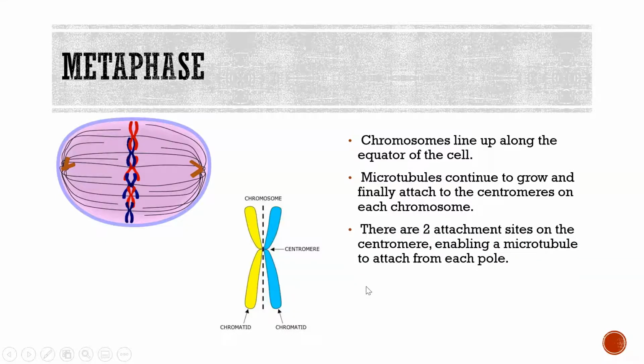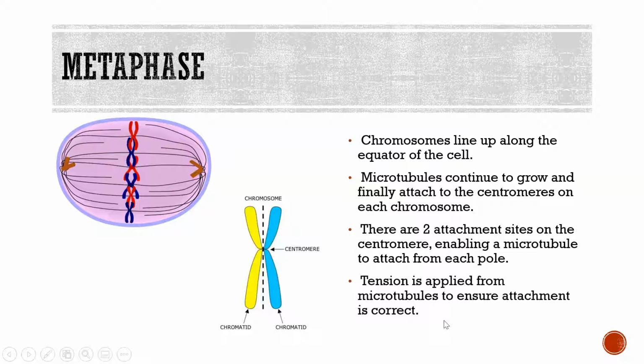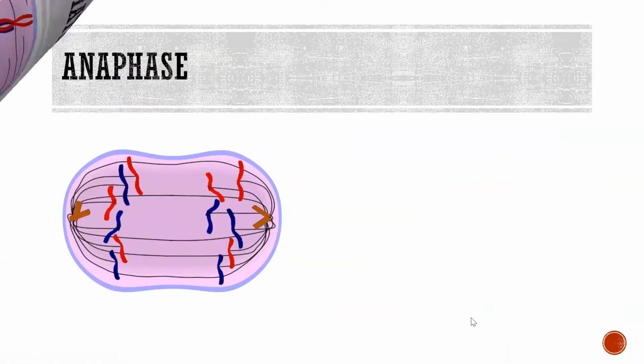There are 2 attachment sites on the centromere, enabling the microtubule to attach from each pole. So you'll get 1 microtubule attaching there, 1 microtubule attaching there, so 1 attaching here and 1 attaching here. Tension is then applied from the microtubules to ensure the attachment is correct. So this is all occurring in the metaphase.